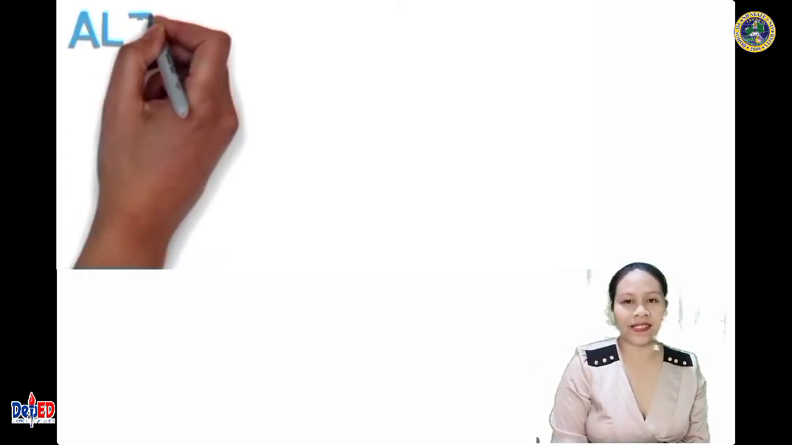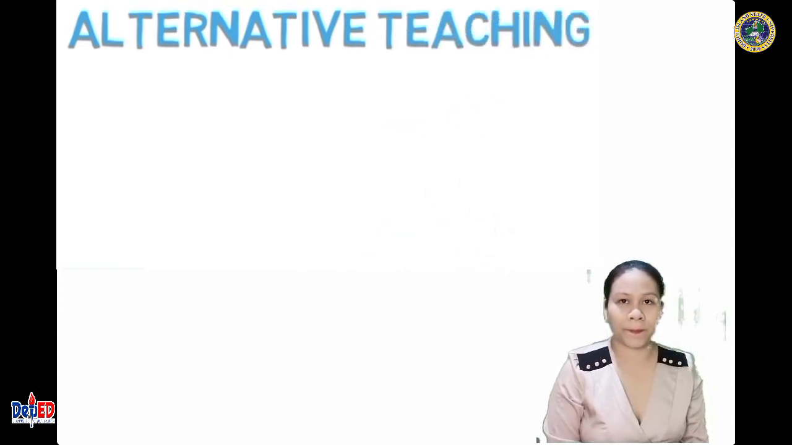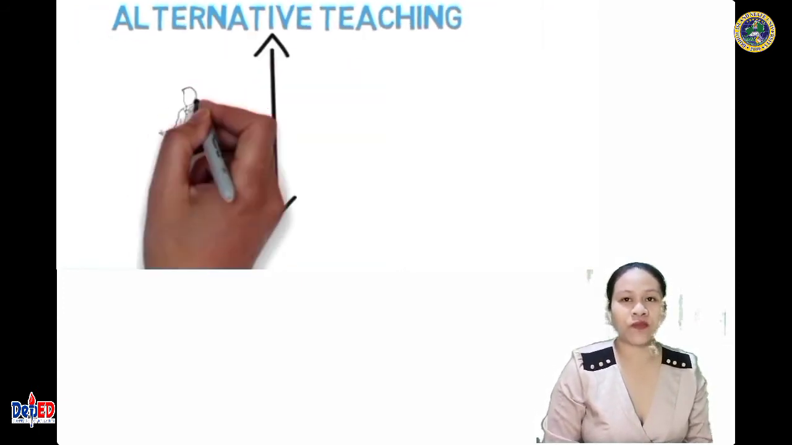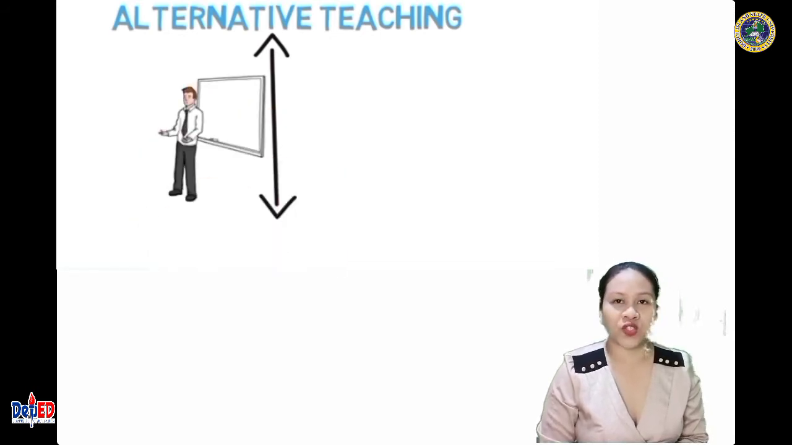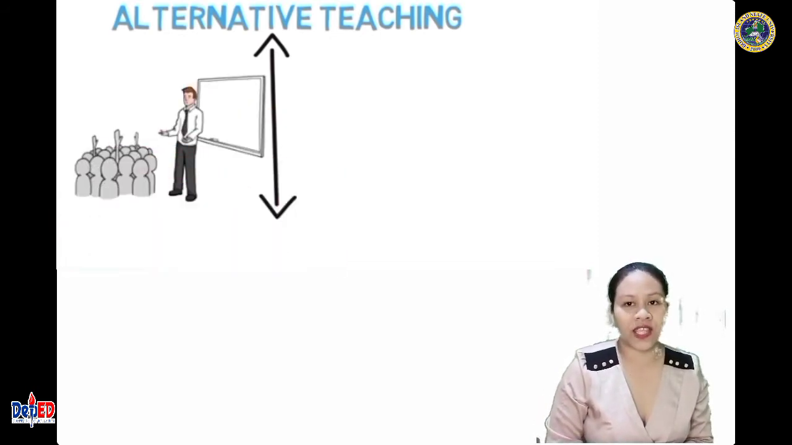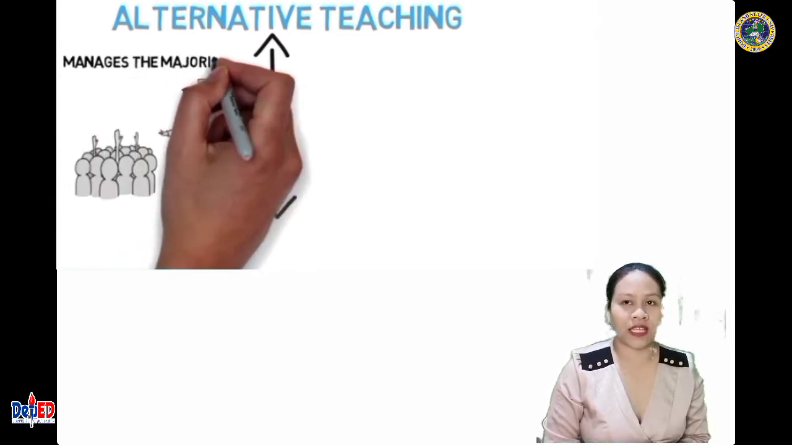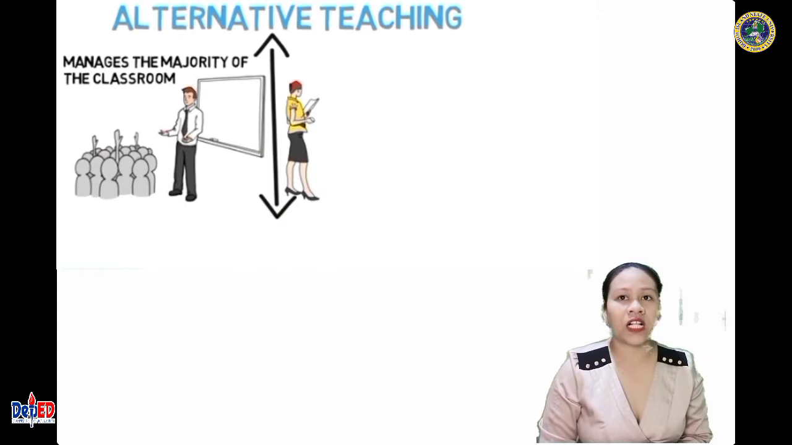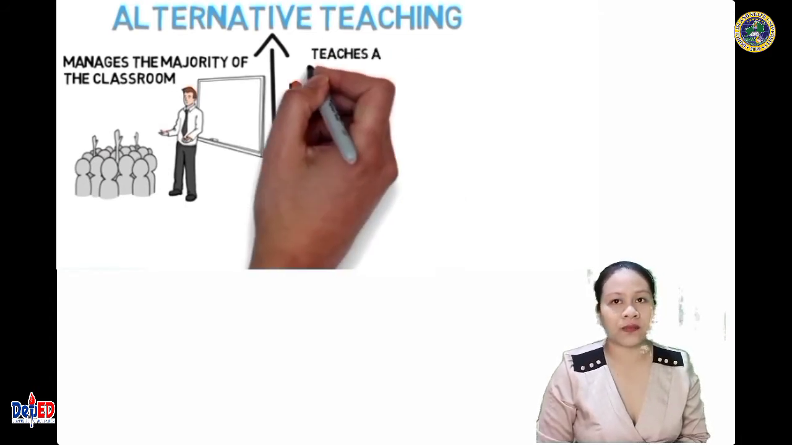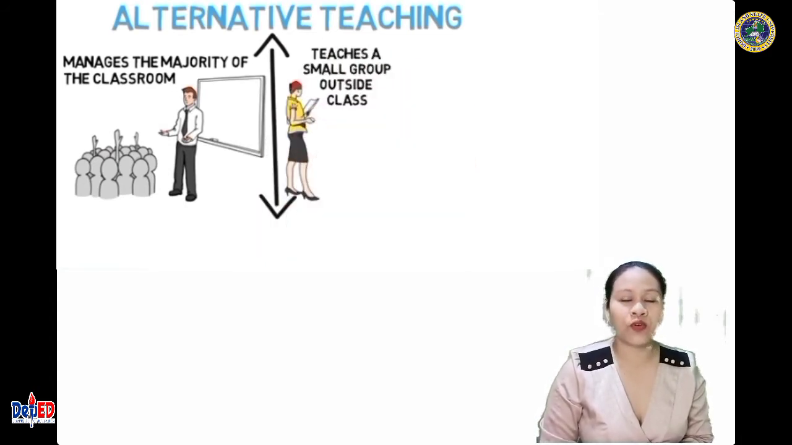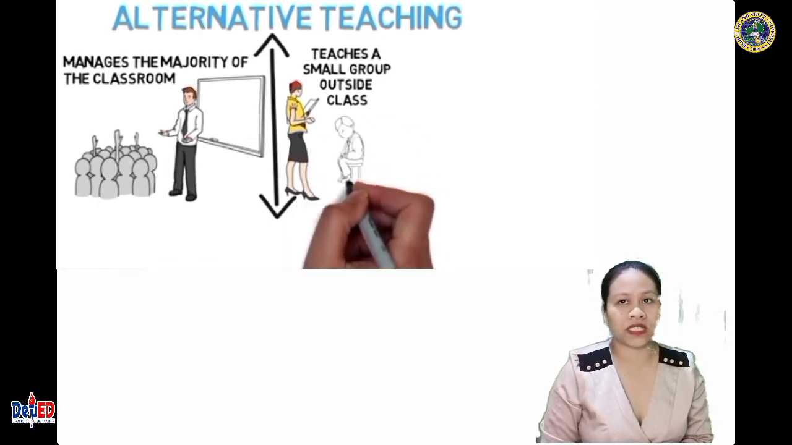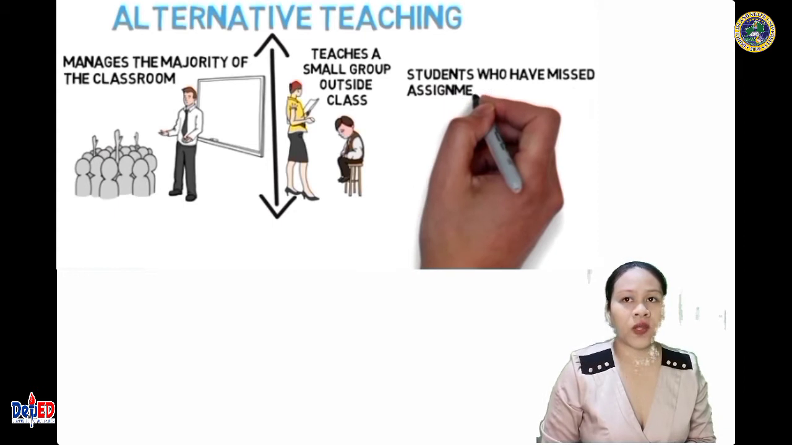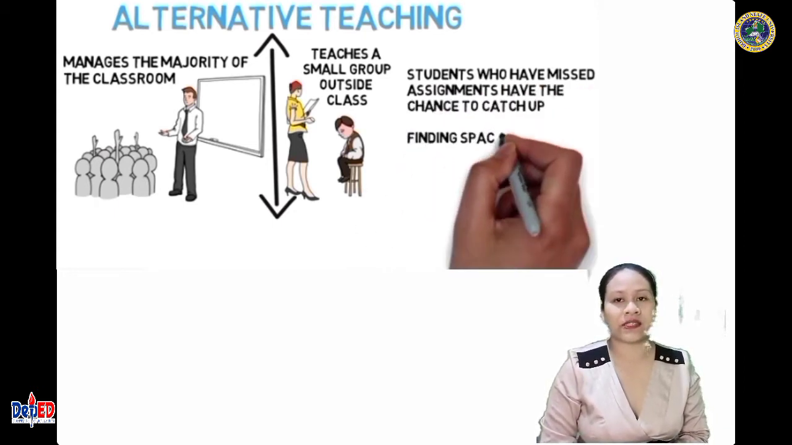Number 4 is alternative teaching. So, one teacher instructs most of the class and the other teacher teaches an alternate or modified version of the lesson to a smaller group of students. Alternative teaching is also sometimes described as big group, small group teaching. Small groups are often put together based on students' learning needs.